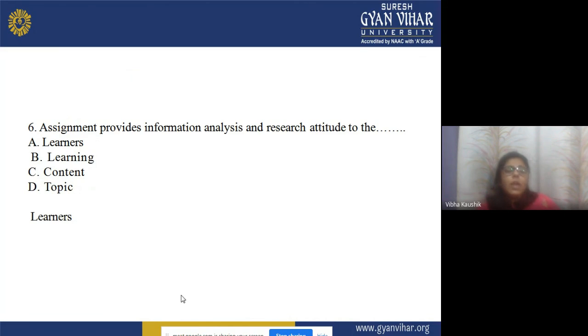Now, the sixth one, assignments provide information analysis. Means if an assignment is given to the student, it develops the habit of analyzing the information and research attitude, and it develops research attitude in whom? The options are A learners, B learning, C content, or D topic. So the correct answer is option A, that is learner.